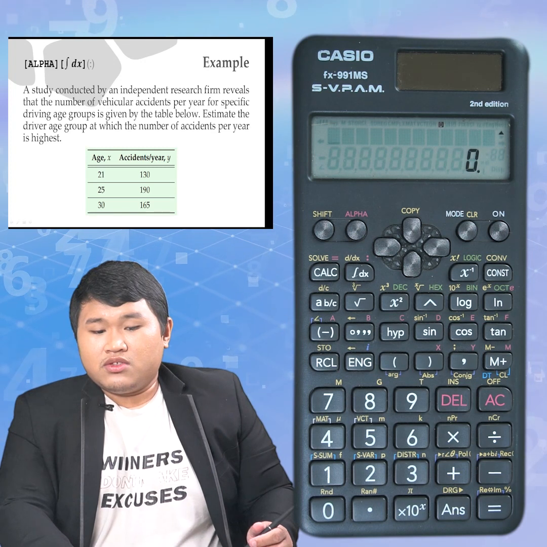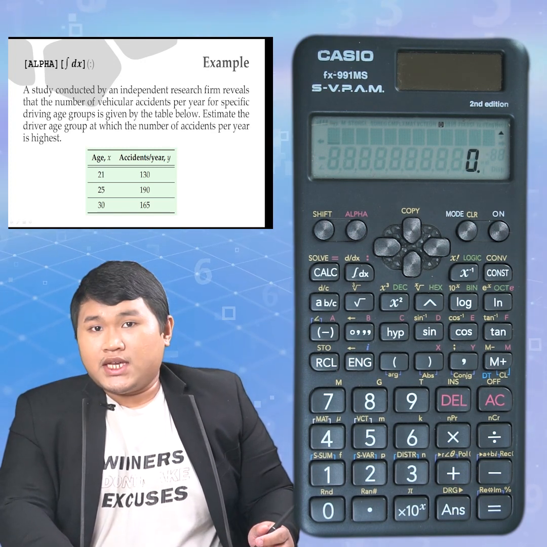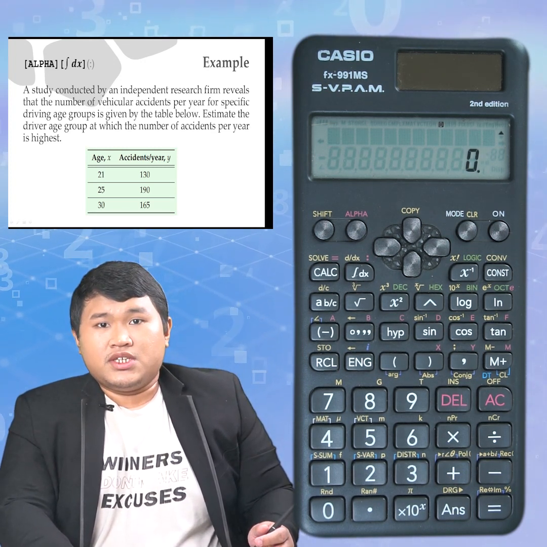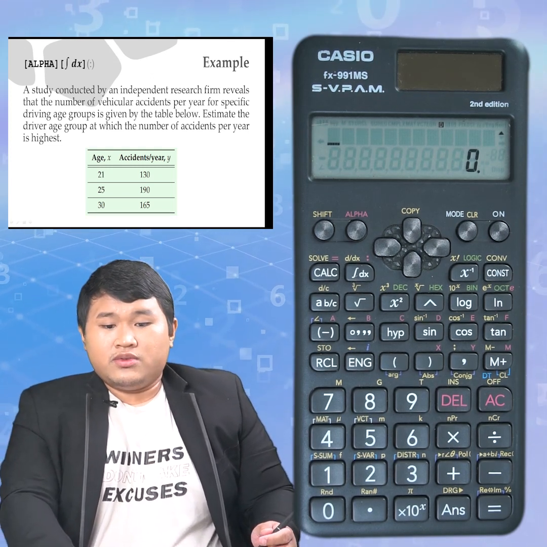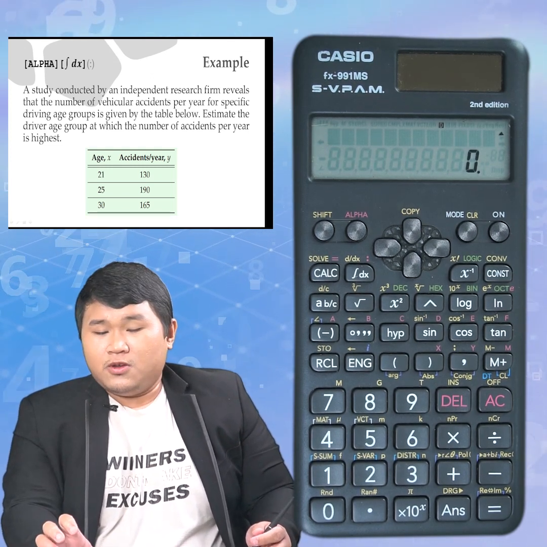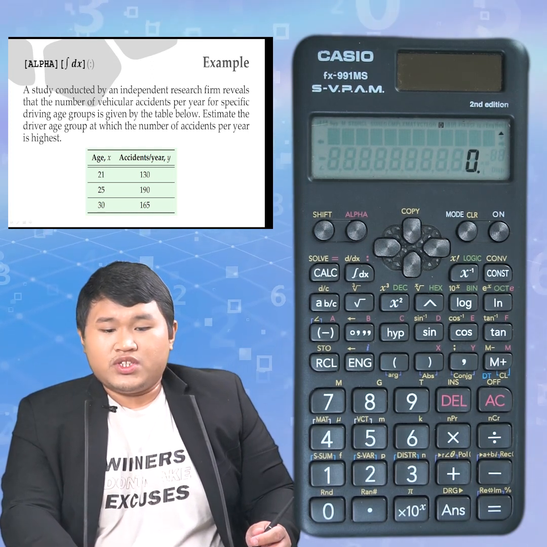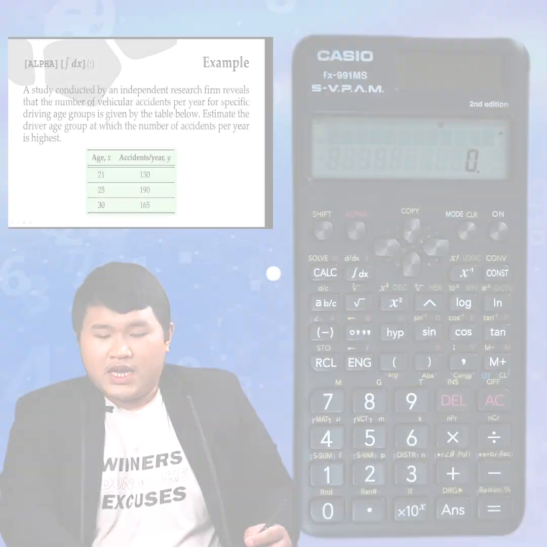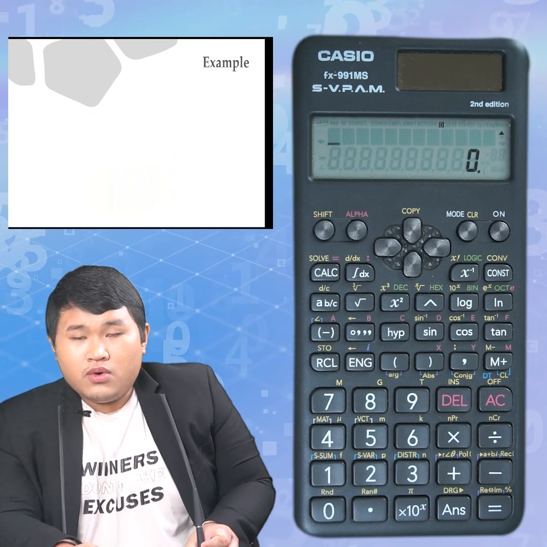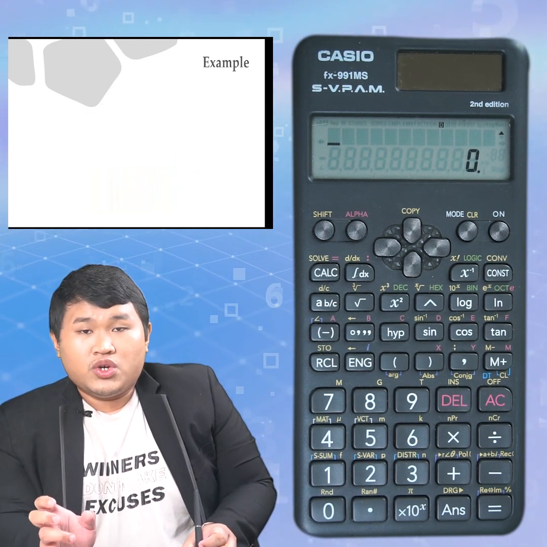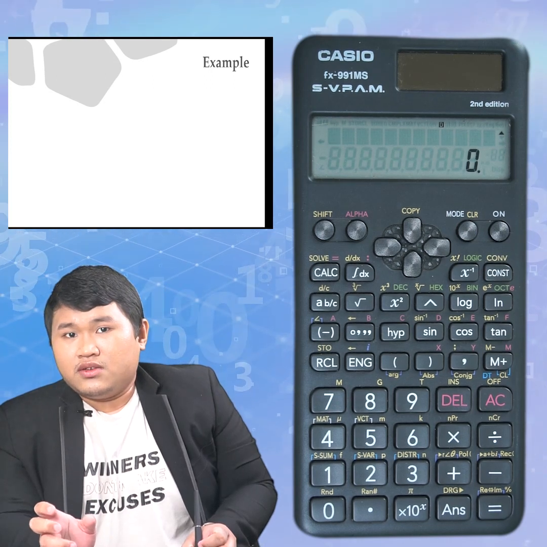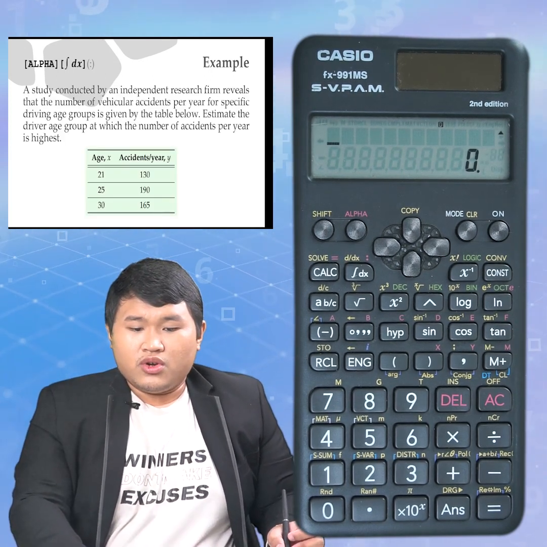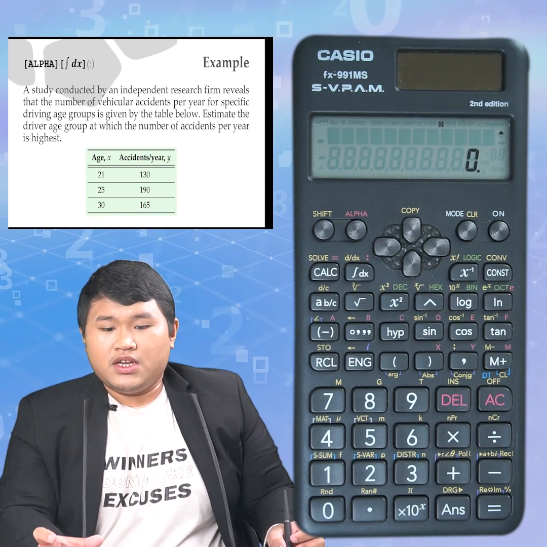It shows us two variables here, age X and the accidents per year, which is Y. There are three data values here, and we are to determine the estimate of the driver age group at which the number of accidents per year is highest. Let us now determine the equation in which this X and this Y are related. Basically, we need to correlate X to Y using regression.